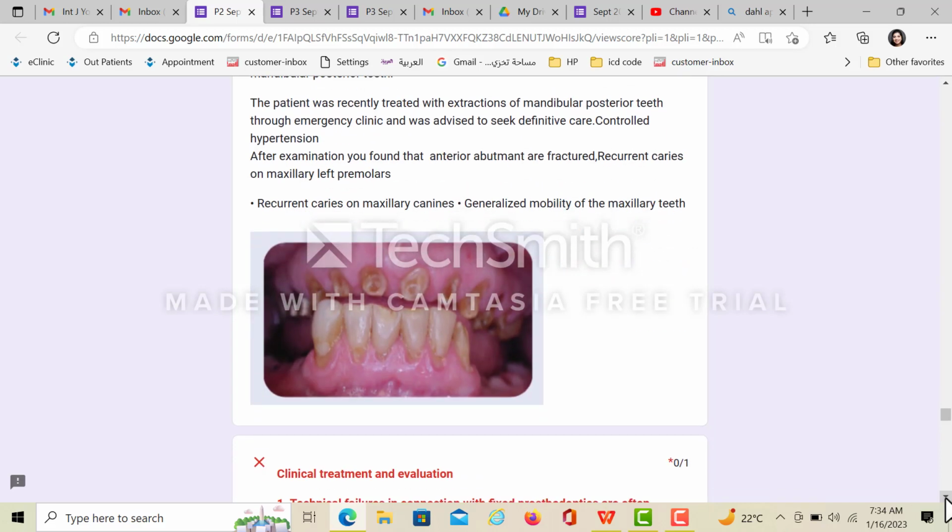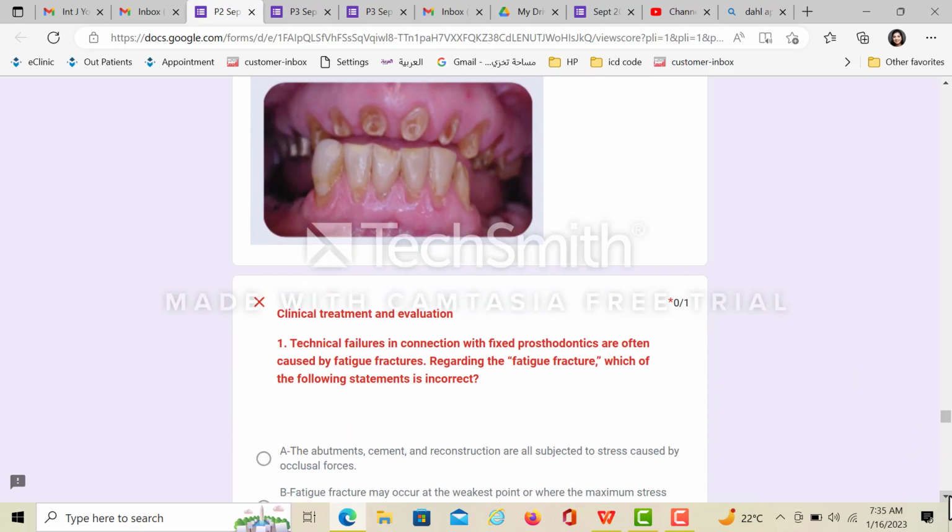Now they have given this picture where you see these are all kind of root stumps and probably a bridge was there which came out, and that is in the hands of the patient, and the caries present behind probably are all wobbly. There are no mandibular posterior teeth. There's kind of an over eruption of the anterior teeth. So now, technical failures in connection with fixed prosthodontics are often caused by fatigue fractures. So basically what the question is saying is that when there is technical failure, usually it's caused because of overuse of the appliance.